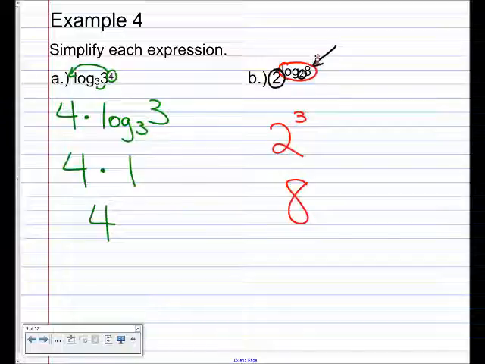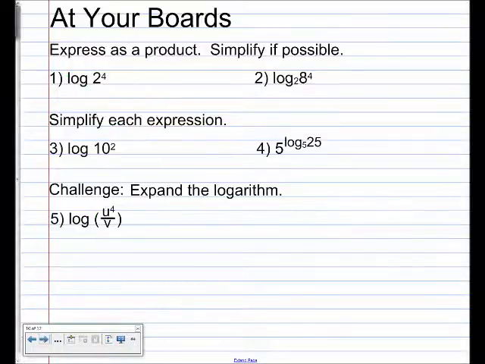So I'm going to let you guys stand up, try these 5 at your boards. Again, I do want to stress, I want everyone, the sub's going to tell you, I want everyone to try number 5 once the sub tells you to try number 5, because this one is going to be a little bit of a challenge and you have to use a lot of different properties to expand it. All right, so go ahead and stand up and try those.